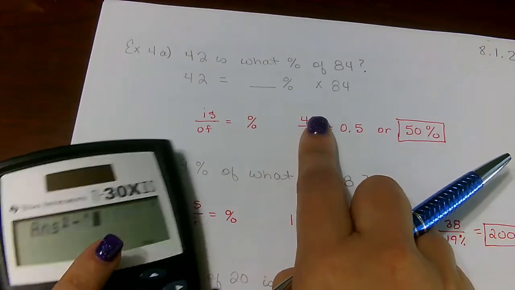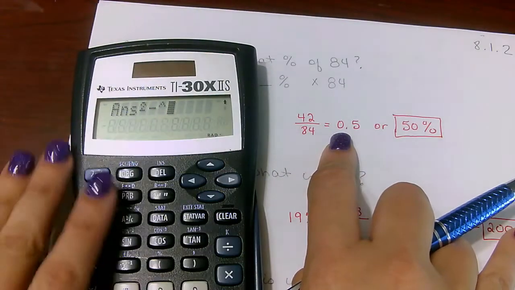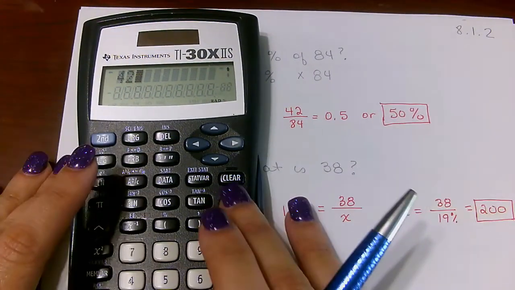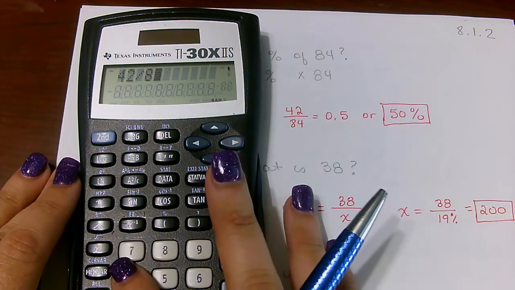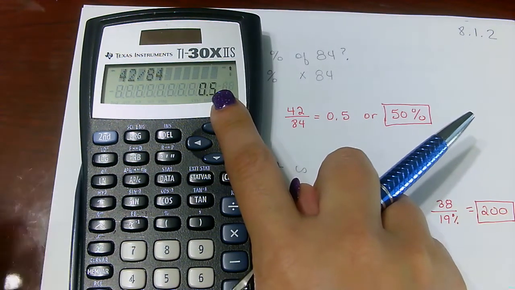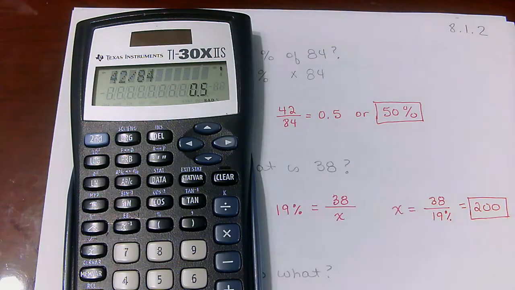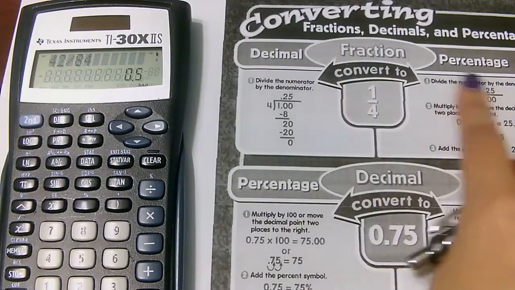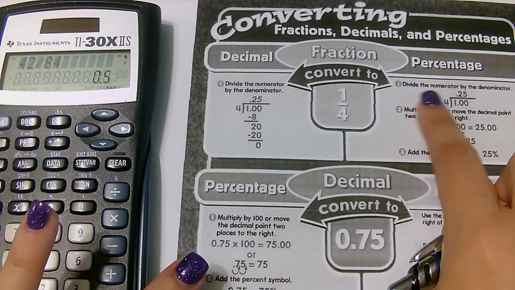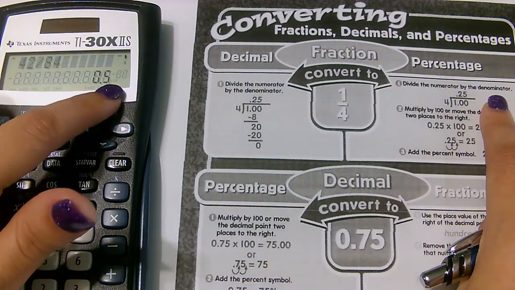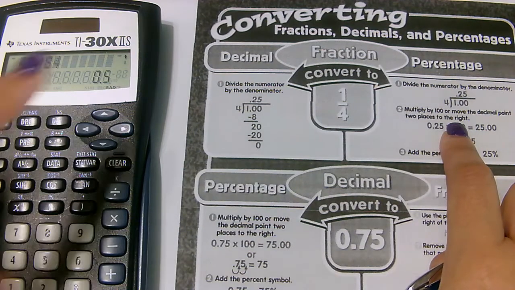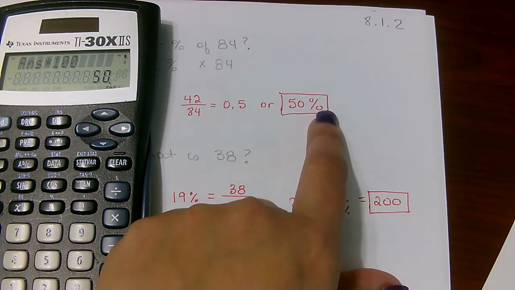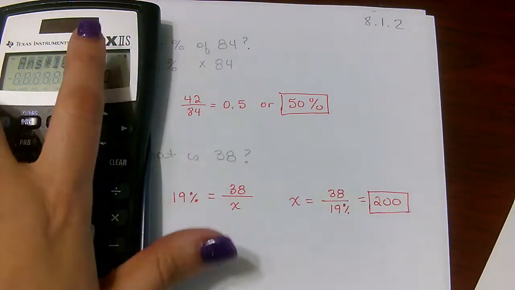Once you have it like this, we can go ahead and translate that into a decimal. So if I do 42 divided by 84, that's going to get me 0.5. Once you have the 0.5, you can go ahead and translate that to a percent. Here it says divide the numerator by the denominator, which I already did here, and then multiply by 100. So times 100. That gets us 50, and don't forget to add that percent sign.